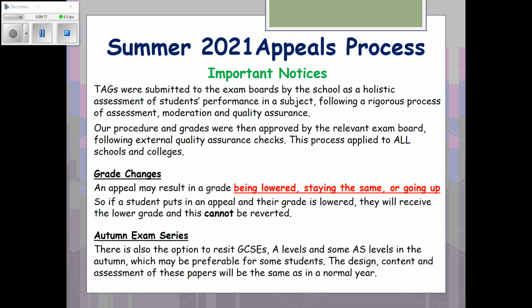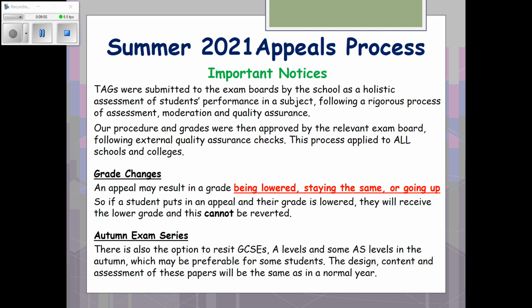Now, it really is important to note when considering an appeal that these TAGs were submitted to the exam boards by the school as a holistic assessment of students' performance in that subject. And it was following a very vigorous process of assessment, moderation, and quality assurance. Our procedure and grades were approved by the relevant exam boards following external quality assurance checks. And this was a process that was applied to all schools and colleges, not just ours. So do take that into consideration when thinking about appealing.